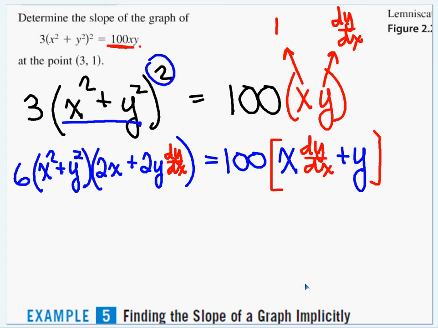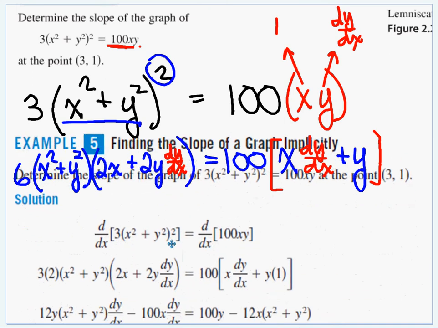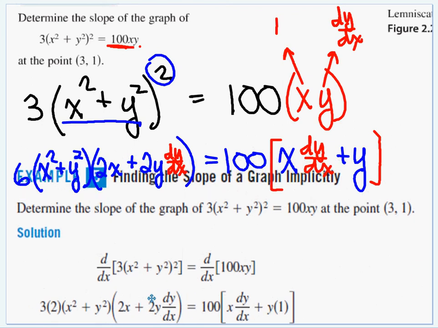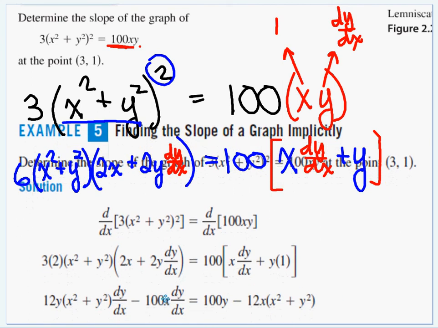Okay. Now let's see. We've got two dy dx's. To get these separate, let me show you all the algebra that's in the book. So here's where I left off, right here with the book. Now what we're going to do is plug in the point right away, and find our slope. But if they asked us to get dy dx by itself, here's all the work you'd have to go through.